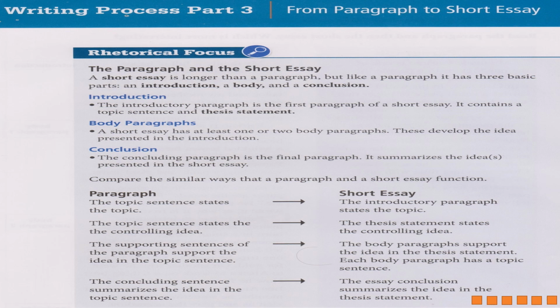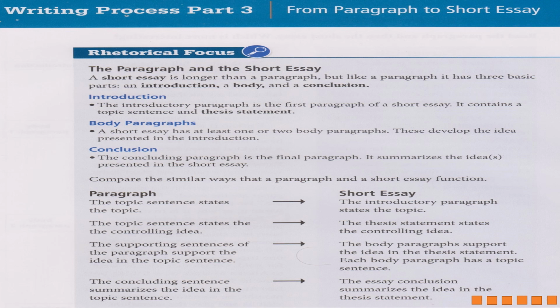Introduction. The introductory paragraph is the first paragraph of a short essay. It contains a topic sentence and thesis statement. Body paragraphs. A short essay has at least one or two body paragraphs. These develop the idea presented in the introduction. Conclusion. The concluding paragraph is the final paragraph. It summarizes the ideas presented in the short essay.